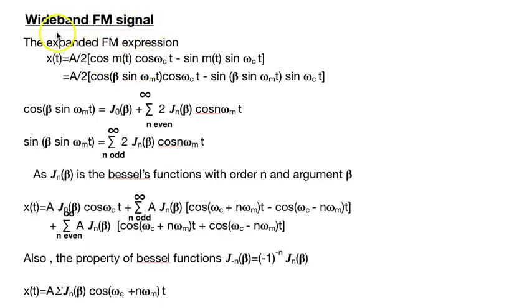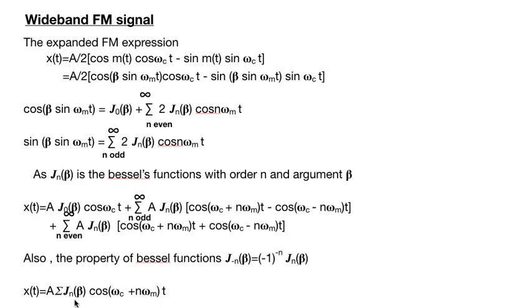The wideband FM spectrum. The expanded FM expression x of t is A by 2 [cos mt cos omega ct minus sin mt sin omega ct]. If we put the value of mt, we'll get this whole expression. Here I've used a Bessel function of order n and argument beta with x of t, and substituting the value, this is the expression. Remember this expression. It is quite important.